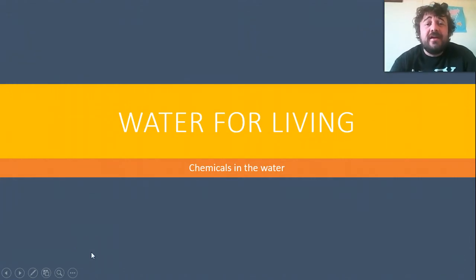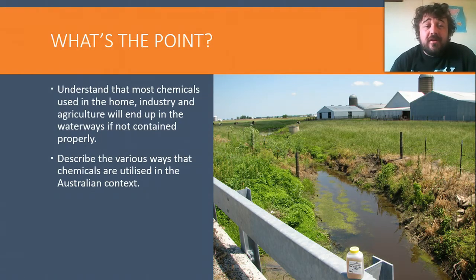Alright, nerds. So now we're going to learn about the chemicals we put into the water and a little bit of where they come from and how it affects things. Alright, so what's the point of this lesson? You want to be able to understand that most chemicals used in the home or industry or even agriculture will end up in the waterways if they're not contained properly.